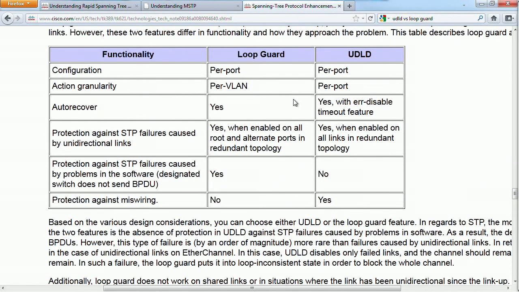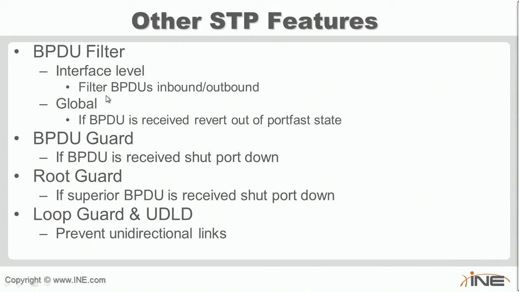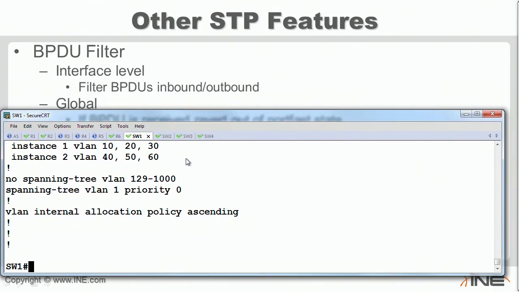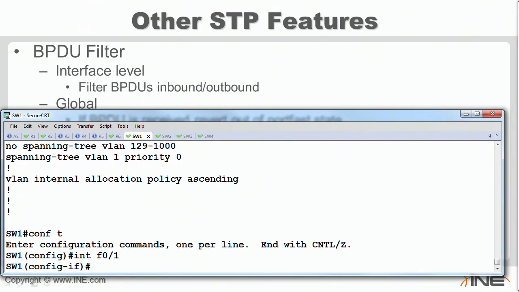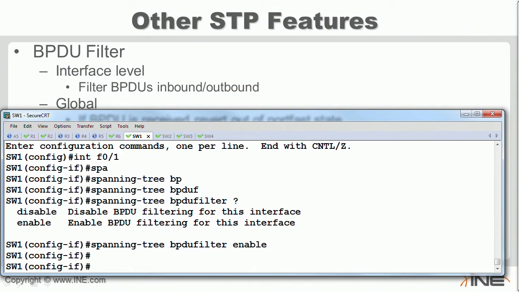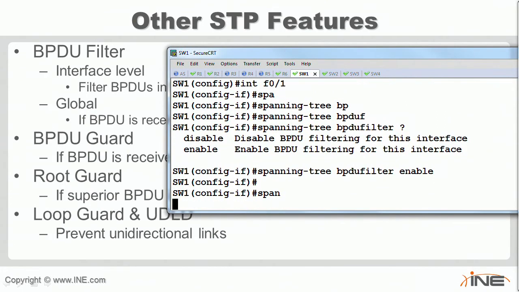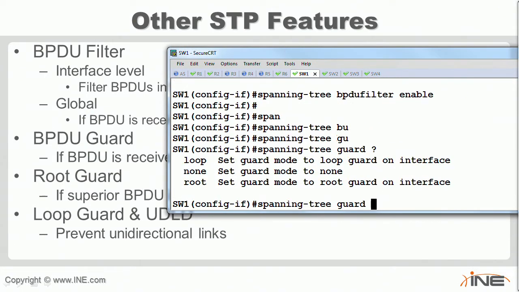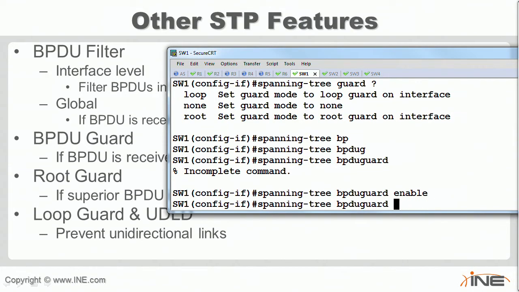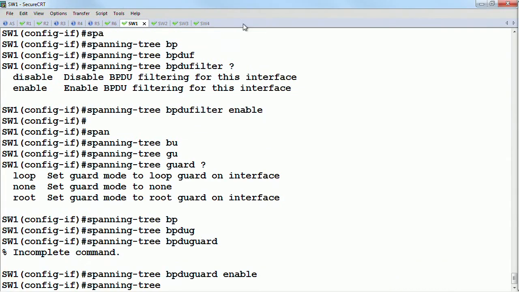So the configurations of these features are pretty straightforward. Like for the BPDU filter, you simply go to the interface level and you say spanning-tree bpdufilter enable. Or for the BPDU guard, you would say spanning-tree bpduguard enable. So you can enable both on the same port, in the same interface? This one, BPDU filter and BPDU guard, it wouldn't make sense to run both. You would run one or the other, not both of them.